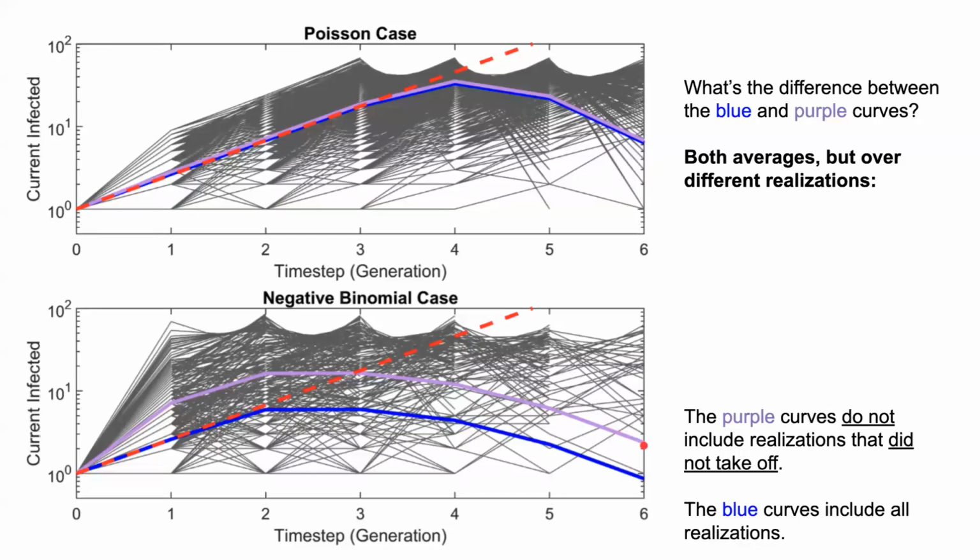The purple curves do not include realizations that did not take off, whereas the blue curves do include all realizations. So what we're seeing here is that, at least for this model where we're using a Poisson distribution under the hood to determine the number of new infections at each time step, it doesn't make that big a difference whether or not we include those non-takeoff cases. But for the negative binomial case, and this is the model we're using to represent COVID, it makes a huge difference. We see a huge difference in the mean number of infected persons, depending on whether or not we include these non-takeoff cases.